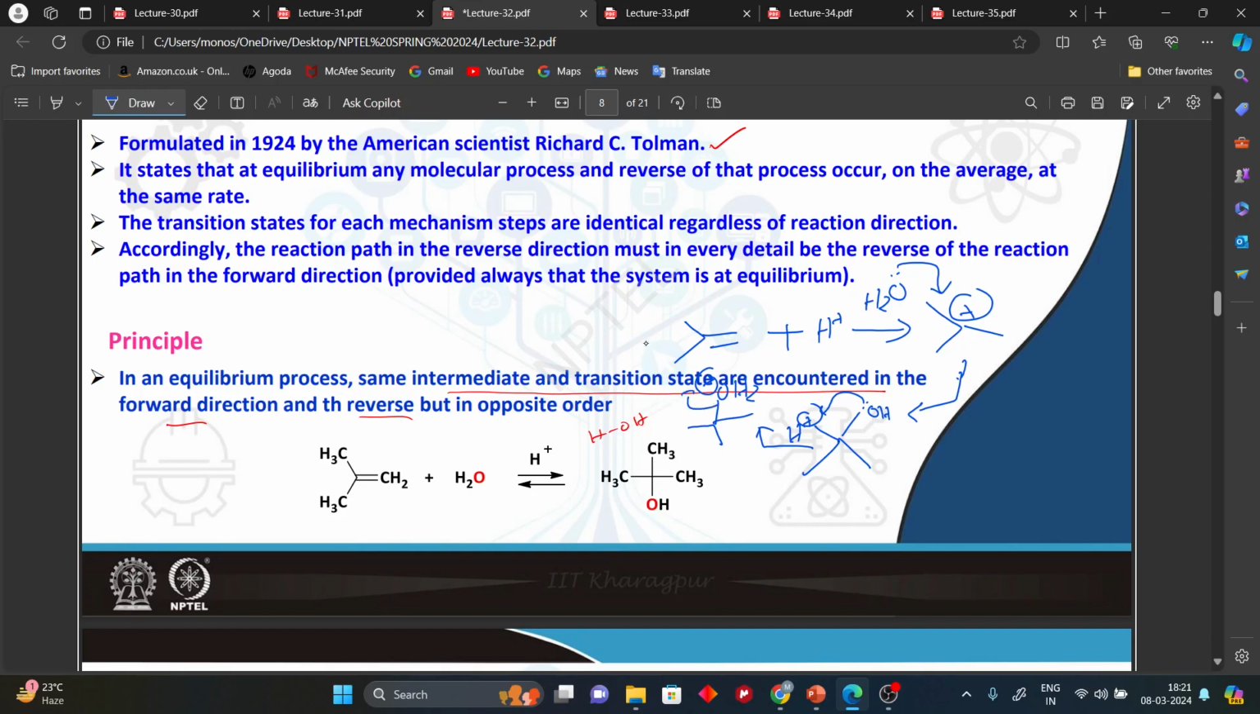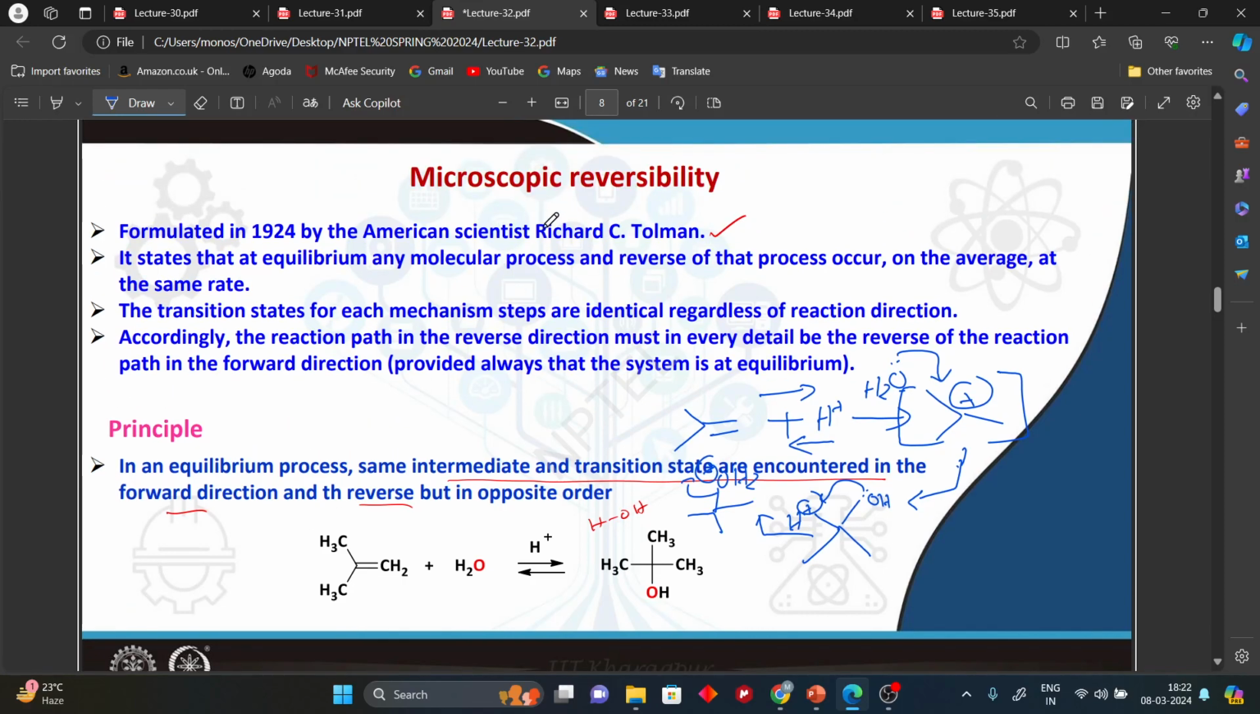Then again carbocation would be generated, followed by elimination. So here you are seeing the forward and backward. These two pathways are completely reverse of each other in terms of atom connection and disconnection. And the intermediate we are forming is for the tertiary carbon. So that's the principle of microscopic reversibility.